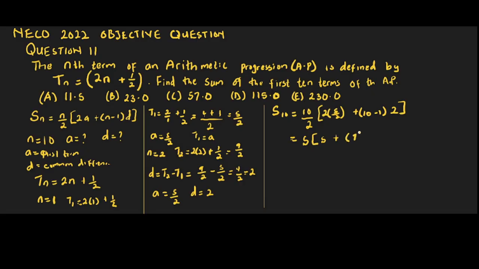Plus 9. So we have 5, open bracket, 5 plus 9 times 2, which is 18, close bracket. Then we have 5 times (5 plus 18). 5 plus 18 will give us 23. Now we have 5 times 23, which will give us 115. That means the sum of the first 10 terms, S10, is going to give us 115. And that's option D, 115.